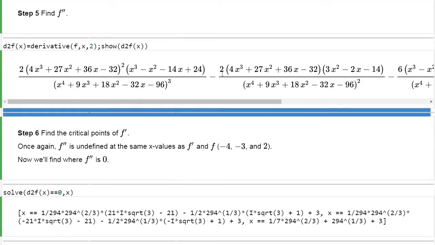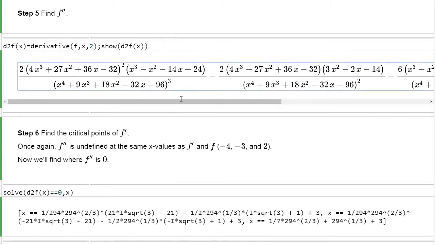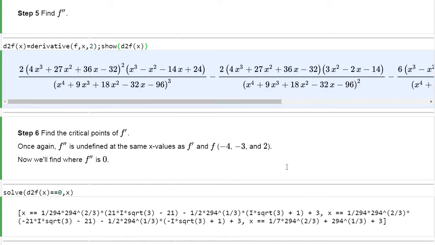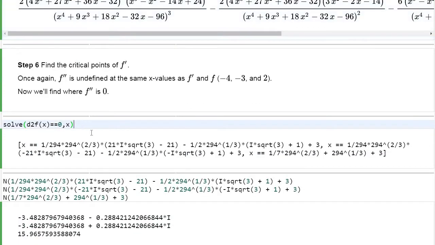Alright, find the second derivative. Here it is. Again, we look at this denominator and we see the same type of stuff involved. It's going to have the same factors in this denominator. So the same places where that denominator is 0, same domain for f double prime as for f prime and f itself. So let's find out where it's 0, and I get these 3 answers here.